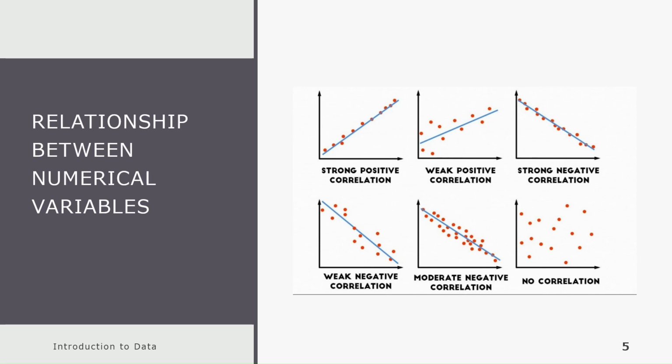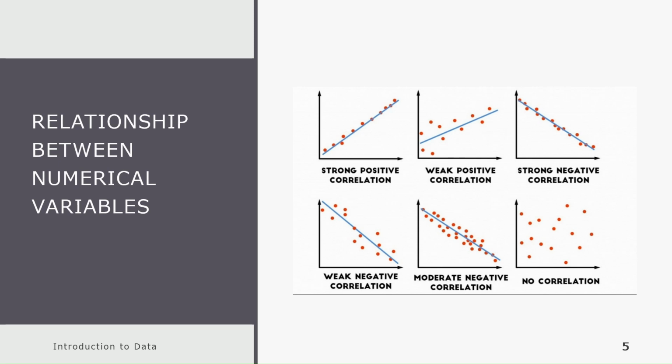Coming to an example of weak positive correlation or moderate positive correlation. The example for this would be the amount of time spent studying for an exam and the exam score. Typically, as study time increases, exam score tends to improve, indicating a moderate positive correlation.